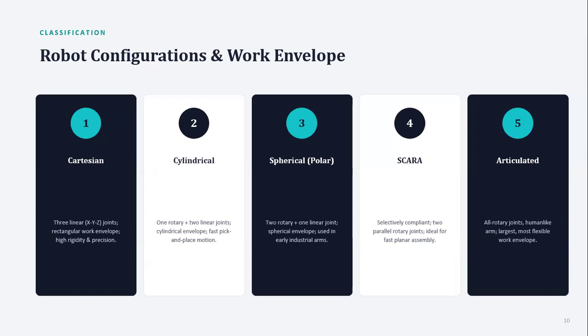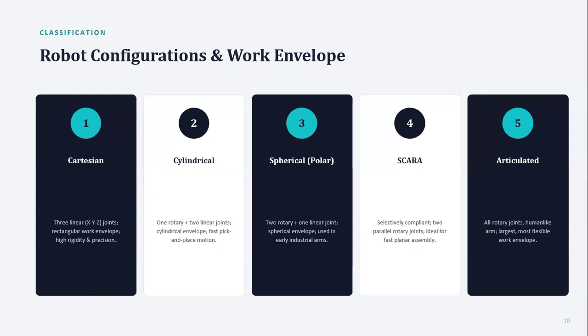Let us now go through the robot configurations. Generally, robots are classified based on their mechanical configuration. Cartesian robots move along straight X, Y, and Z axes. Cylindrical robots combine rotary and linear movements. Spherical robots operate within a spherical workspace.